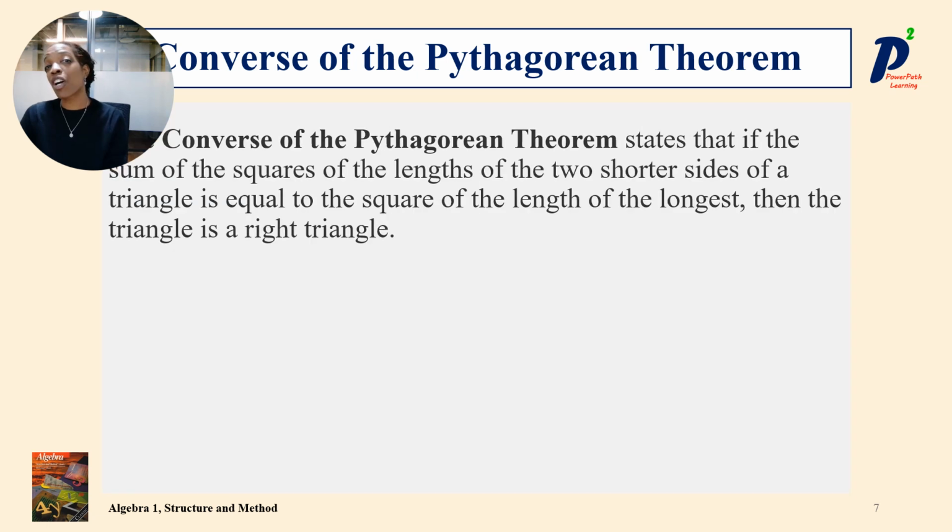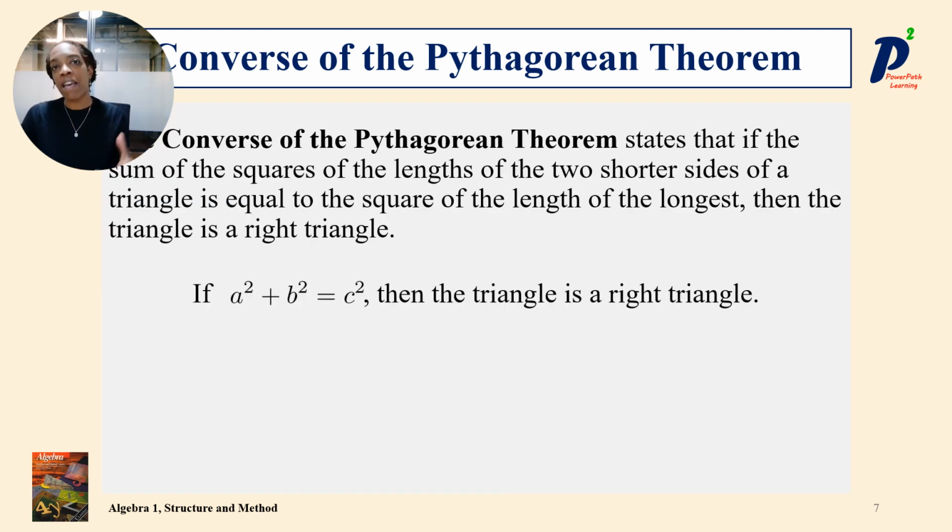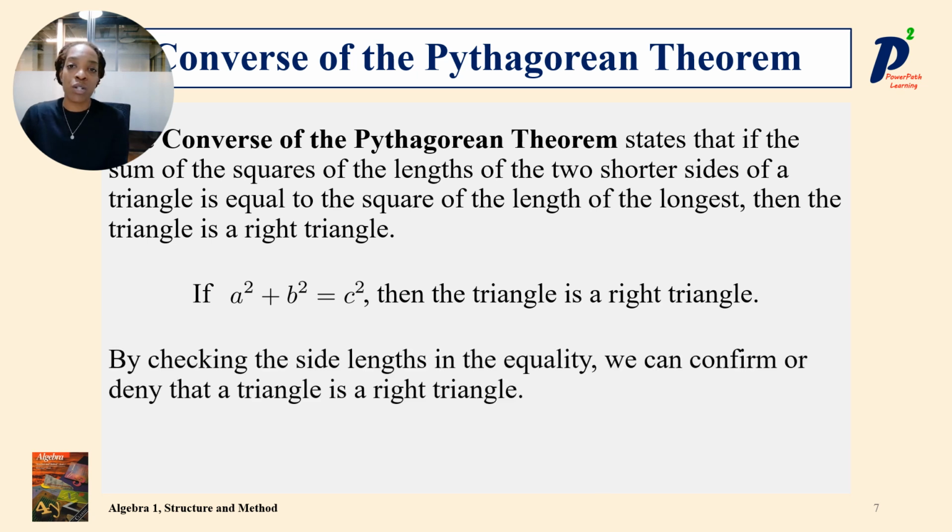Now, we have the converse of the Pythagorean theorem, and this basically states that if a squared plus b squared equals c squared, and c is your hypotenuse, then the triangle has to be a right triangle. And we can use this to determine if the side lengths of a triangle make it a right triangle.